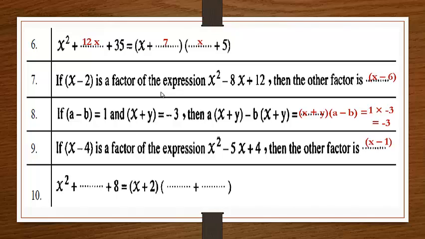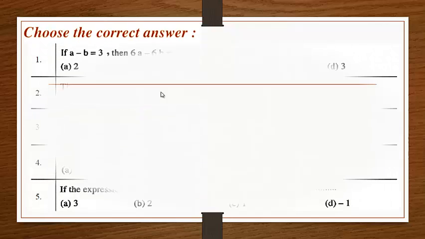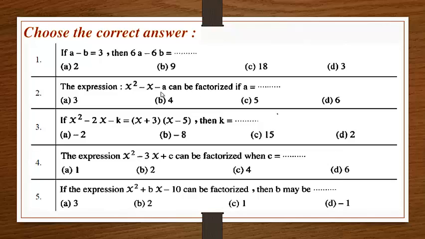x power 2 plus blank plus 8 equals x plus 2 times x plus 4. We will factorize x power 2 to x times x, and 8 to 2 times 4, then the middle term will be 2x plus 4x equals 6x. Another question, choose the correct answer. Number 1, if a minus b equals 3, then 6a minus 6b will be, we take the 6 as common, so 6 times 3 equals 18.